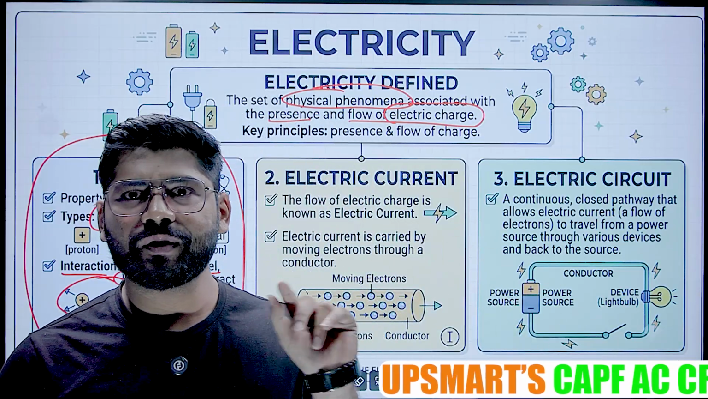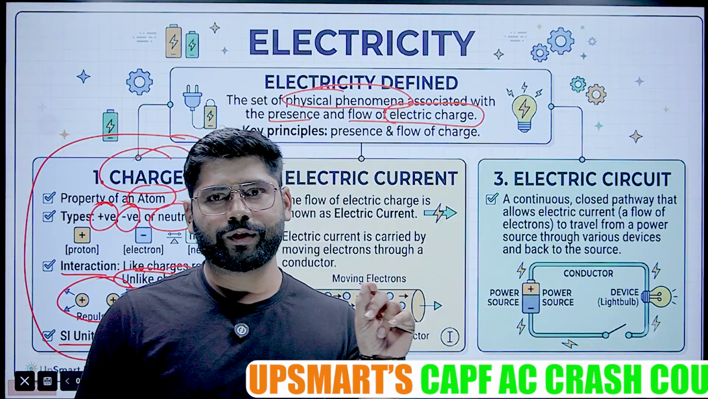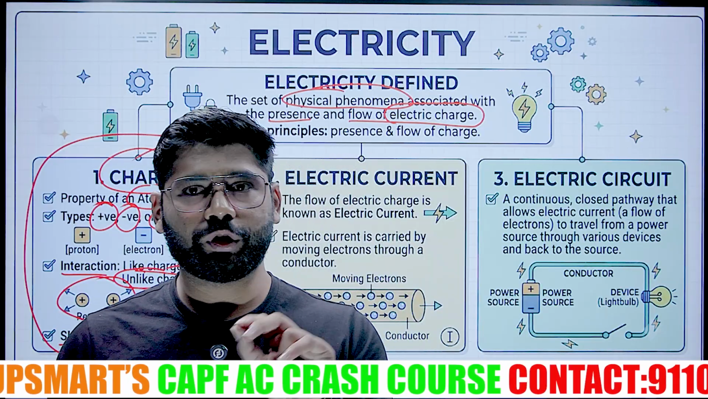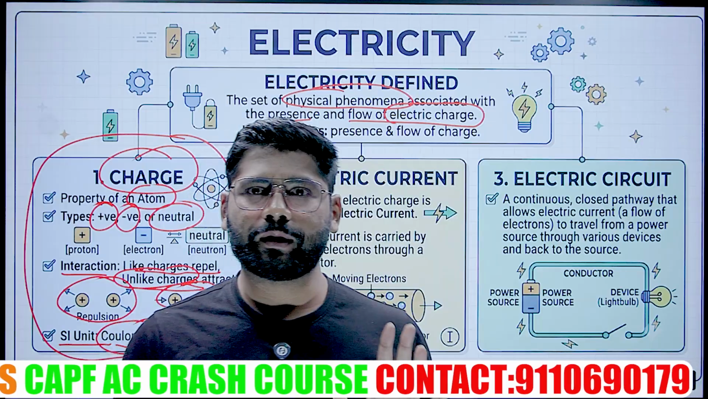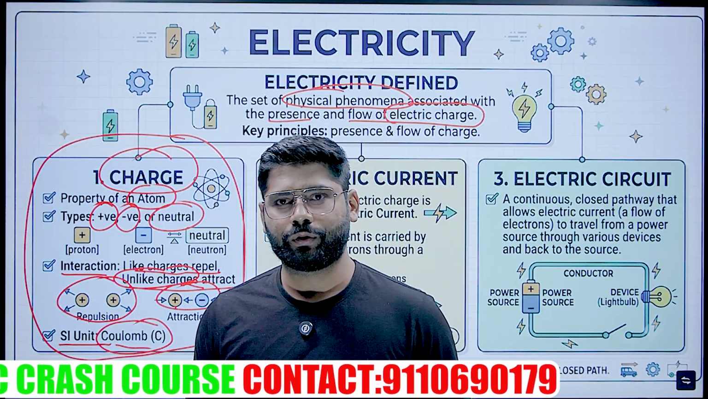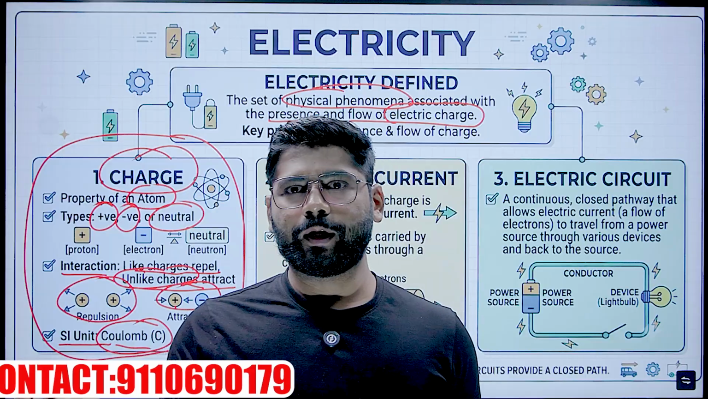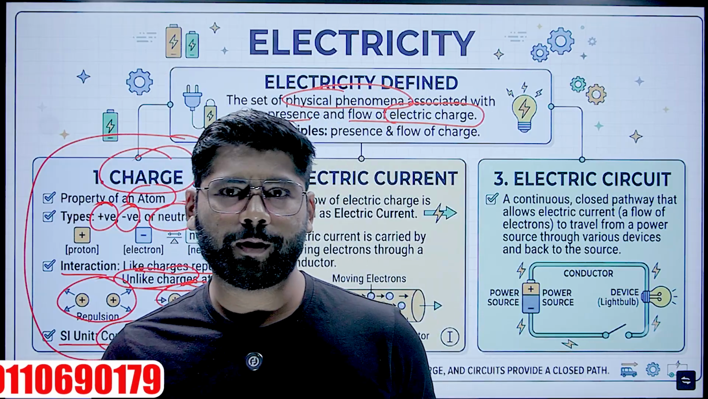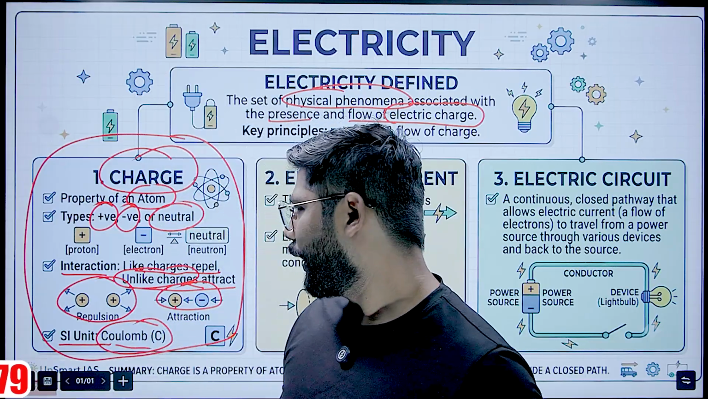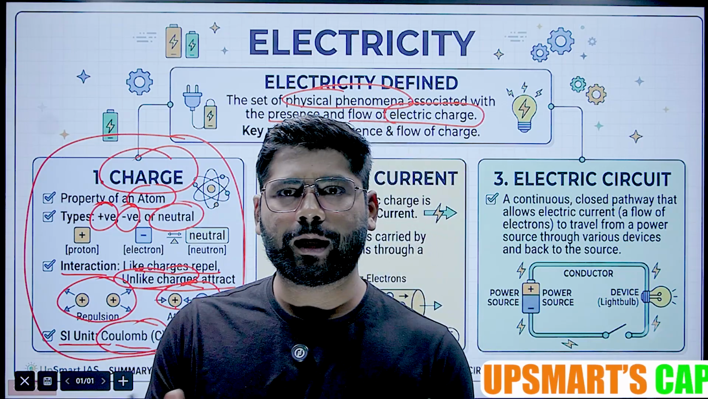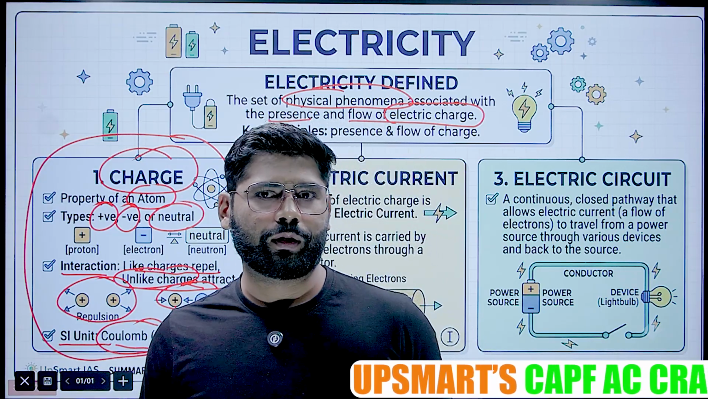When it comes to unlike charge, two different charges are involved, suppose positive and negative. Then there is like charge. What happens in like charge? They repel, they move away from each other. When two different charges, positive and negative, are involved, they attract each other. That we call unlike charge.